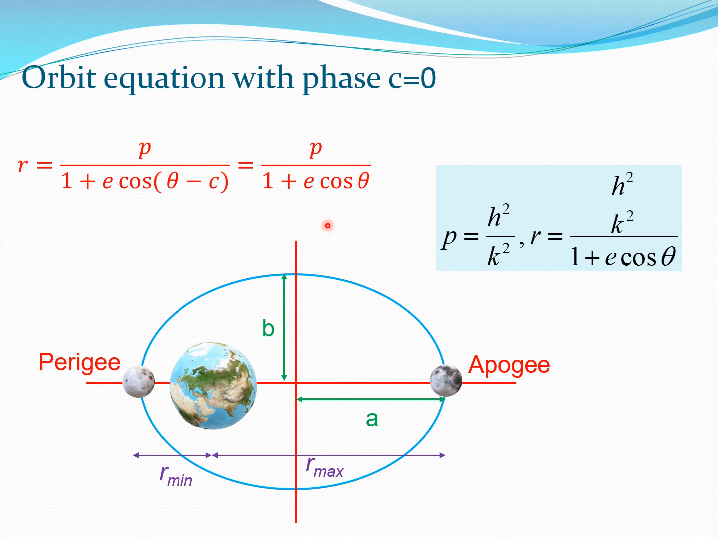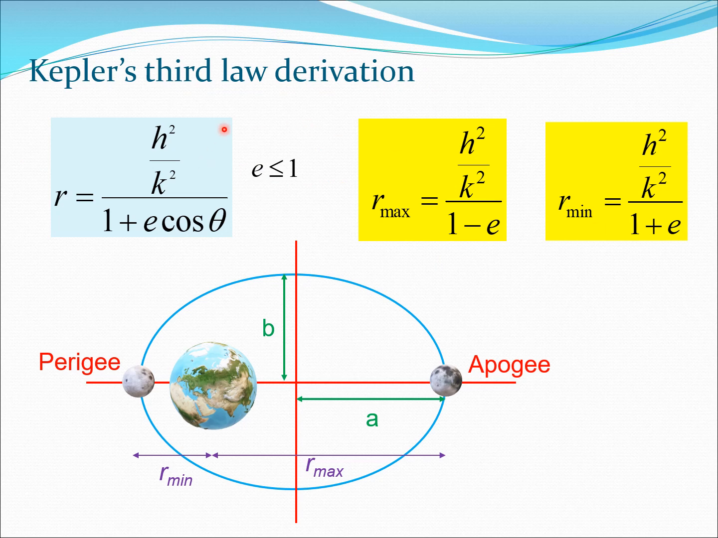Now what we can immediately see is that in the orbit equation P was h square by k square, and therefore r can be written as h square by k square divided by 1 plus e cos theta. Now we are going to take this equation for r, which I just discussed in the previous slide, and consider various facts. One of course is that e is less than or equal to 1 because we are dealing with an ellipse, and now we can think of the maximum and minimum value which r could take.